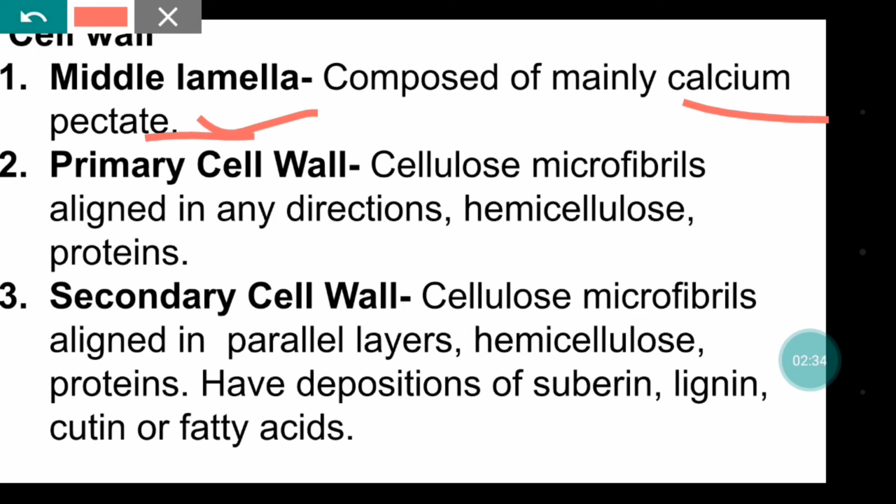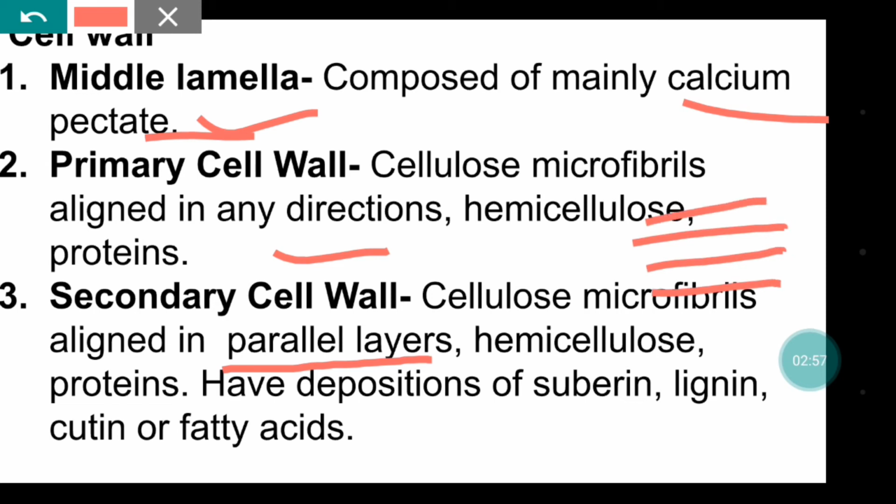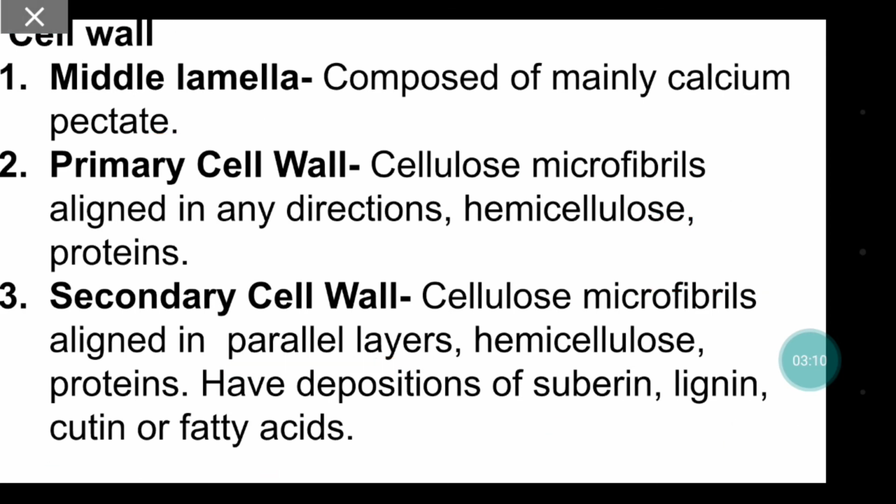Here is the basic difference between the primary cell wall and the secondary cell wall. In the primary cell wall the cellulose microfibrils align in any direction, okay, but in the secondary cell wall cellulose microfibrils align in parallel layers, meaning one layer, two layers, three layers, like this they arrange in the secondary cell wall. Again, hemicellulose and soluble proteins are present. It will have additional deposition of suberin, lignin, cutin or fatty acids.